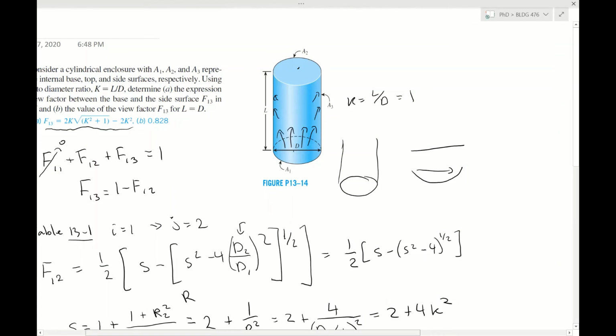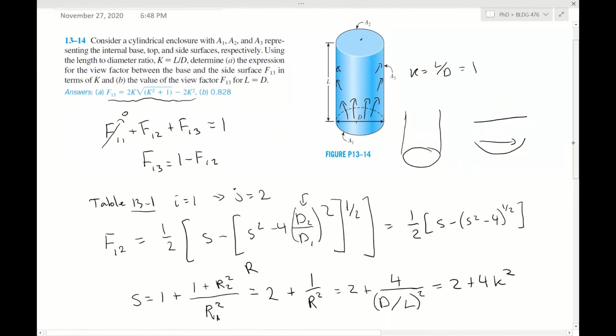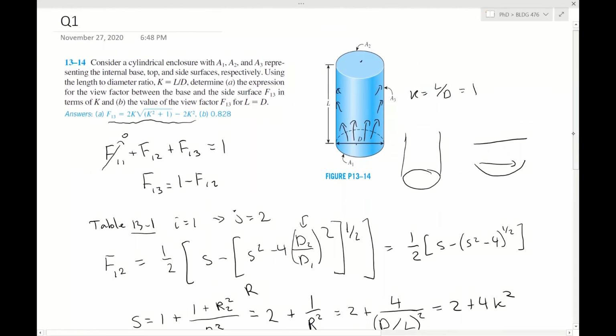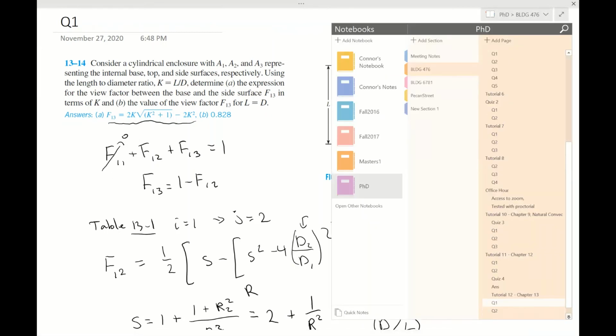Okay, so this question to me is a whole lot of algebra and not a whole lot of theory. Just keep in mind that essentially what we were doing is trying to find the view factor here by taking this case we know, which is these two plates, using our table and just a whole bunch of algebra to get our expression between these two plates, and then doing 1 minus them to find what was left over. Okay, so that's question 1.